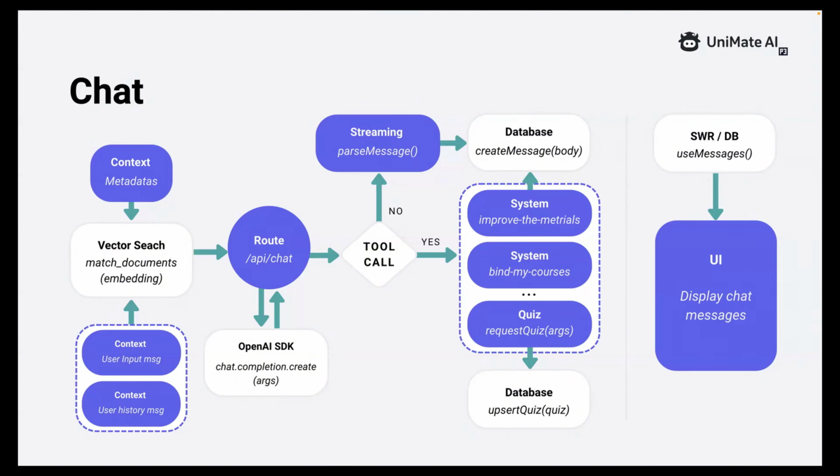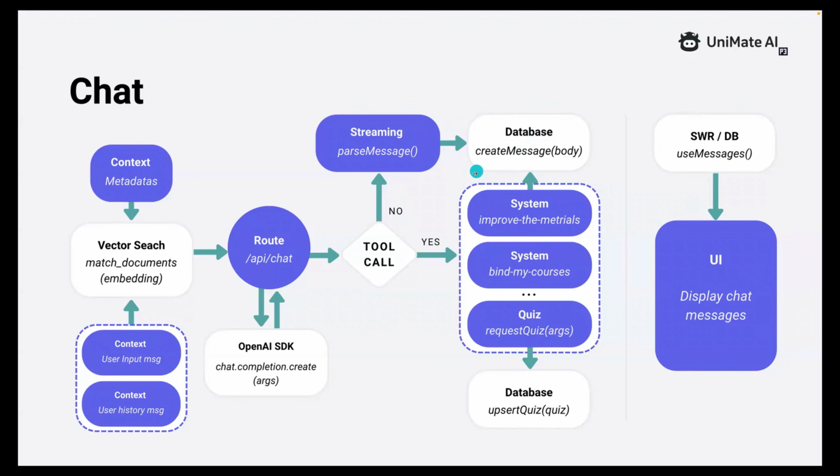Now, here is the crucial step, the tool call decision. So the AI will ask itself, do I just need to have a conversation, or do I need to do something else? If the AI thinks it can answer the question properly, and there's no need to invoke a tool call, it will follow the no path. So we stream the text back and save the message to our database.